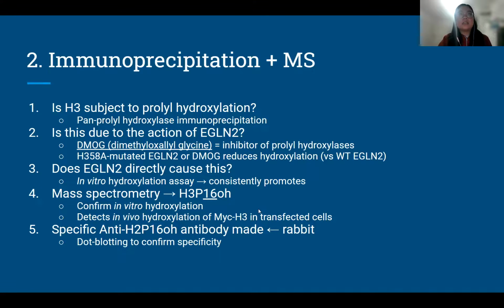So MYC-HC just means that HC is a recombinant protein tagged with the MYC tag, which is useful for purification. And then specific anti-H3P16OH antibodies are made, from rabbit IgG, and they did dot blotting to confirm that the antibody is indeed specific. So this antibody is obviously used in the next steps.